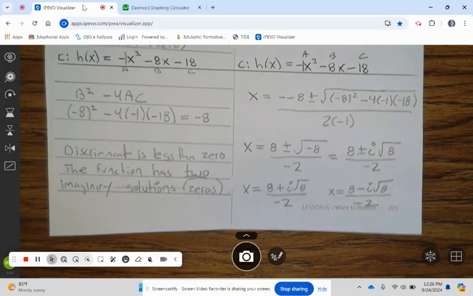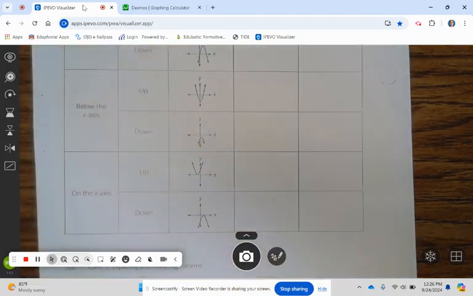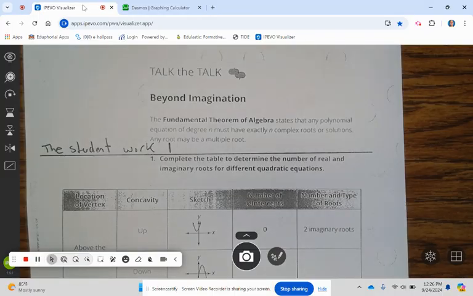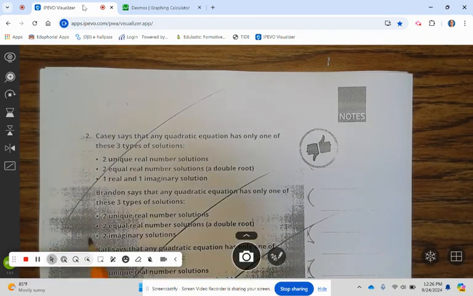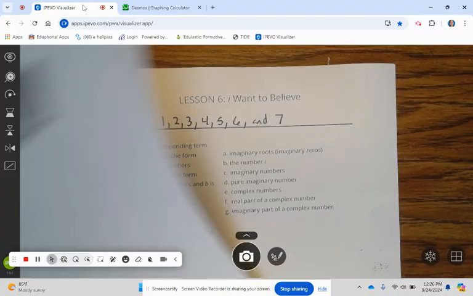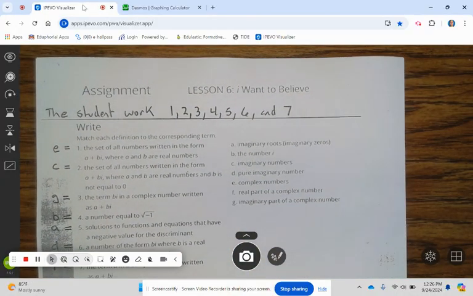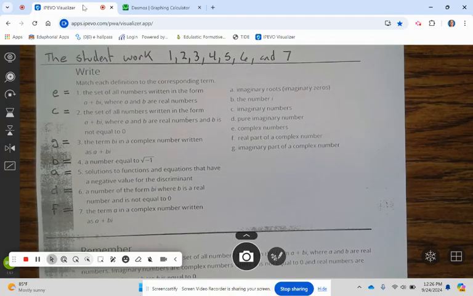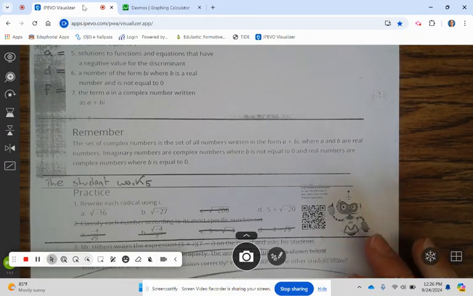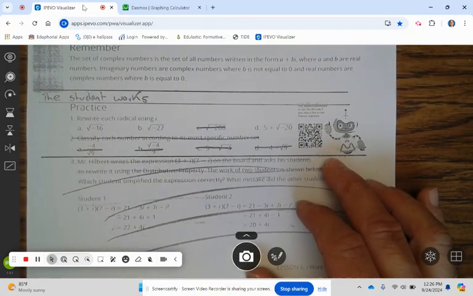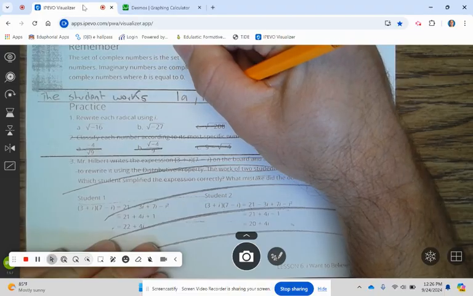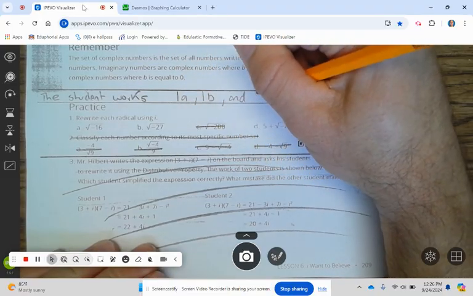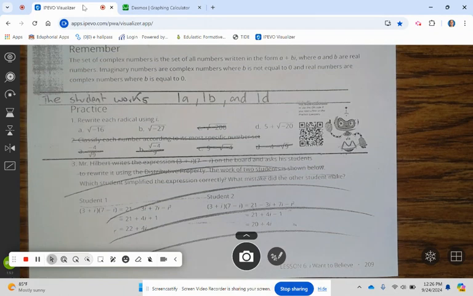All right, let's take a look at the next page. All right, the student works question number 1. Go ahead and mark out this page. The student works 1, 2, 3, 4, 5, 6, and 7. Remember, you can read if you want. The student works 1A, 1B, and 1D. And then you can mark out the rest.